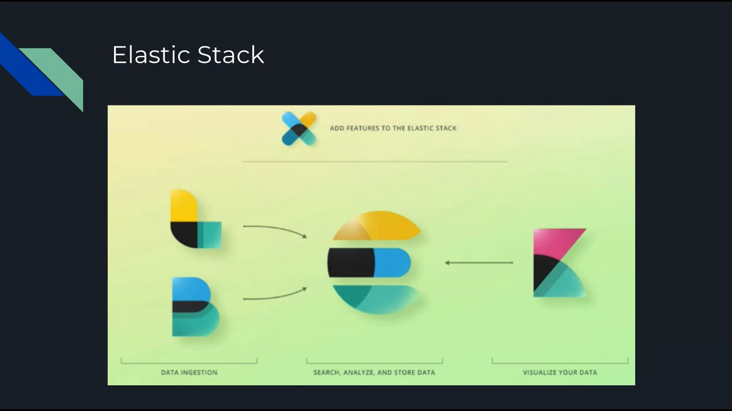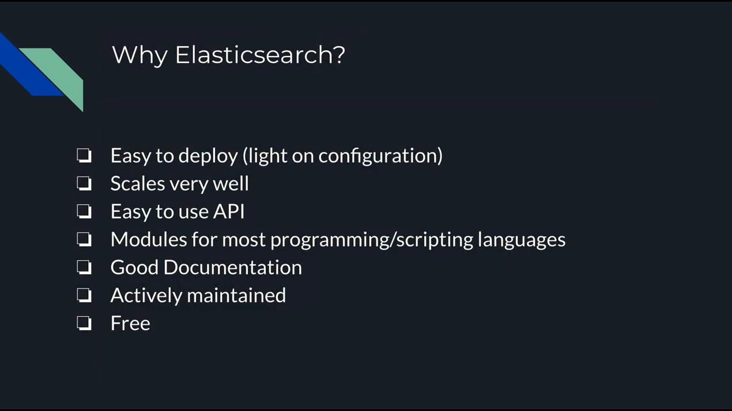And Beats is nothing but a collection of data shippers, lightweight agents that would bring data into Elasticsearch. There are many kinds of Beats, like Packetbeat, Filebeat. Filebeat is very good at reading log files and then turning them into log entries and then feeding them to Elasticsearch. There is Auditbeat, Packetbeat, Metricbeat. Metricbeat is good at reading system metrics, like CPU usage, memory, things like that.